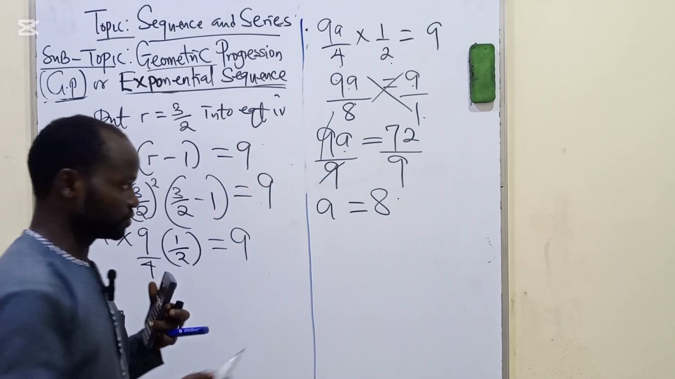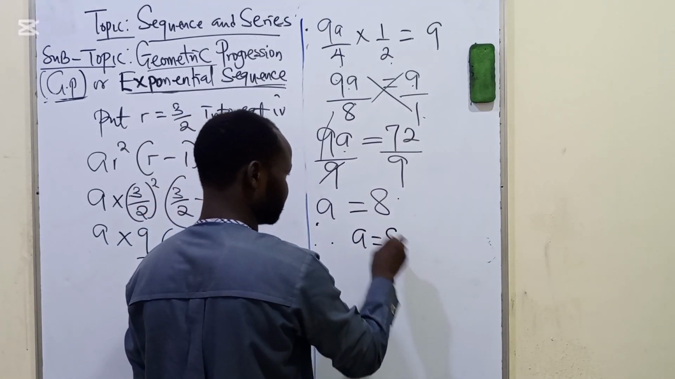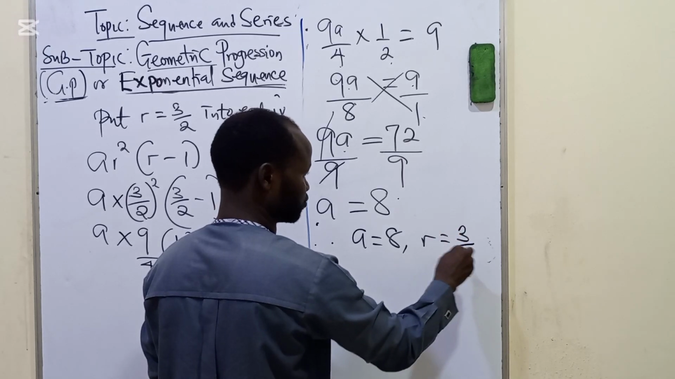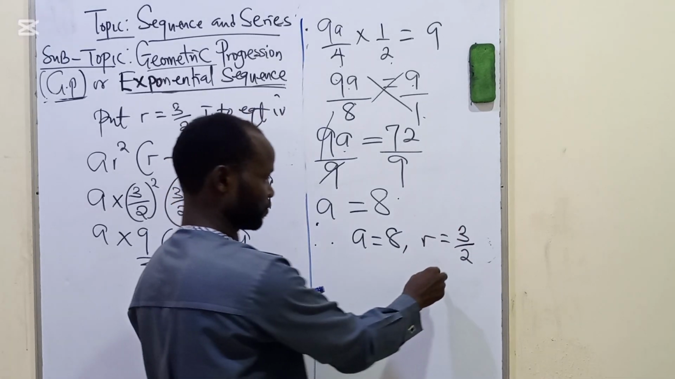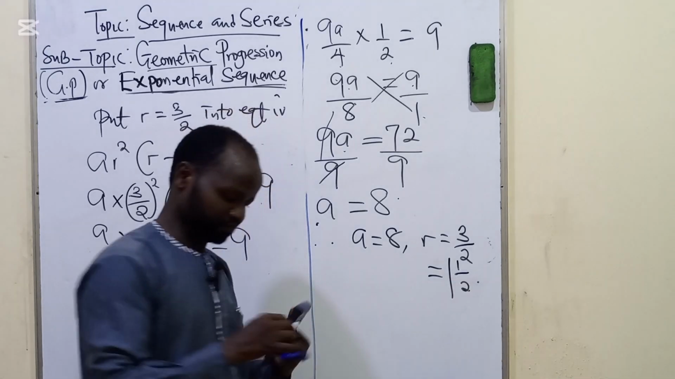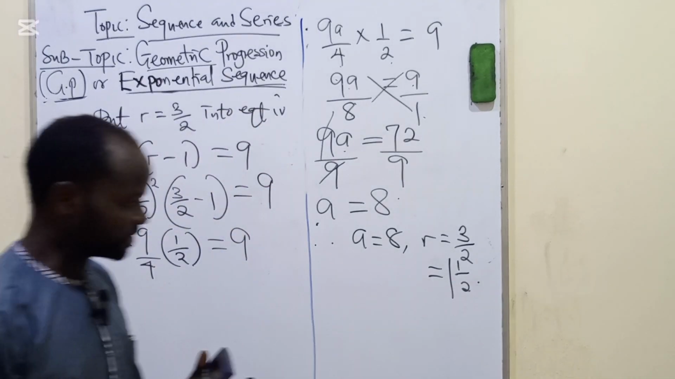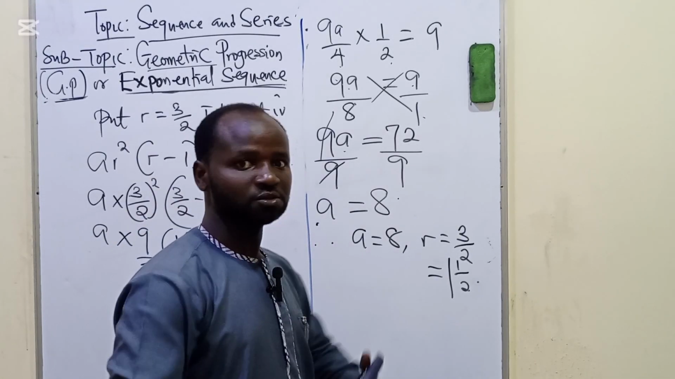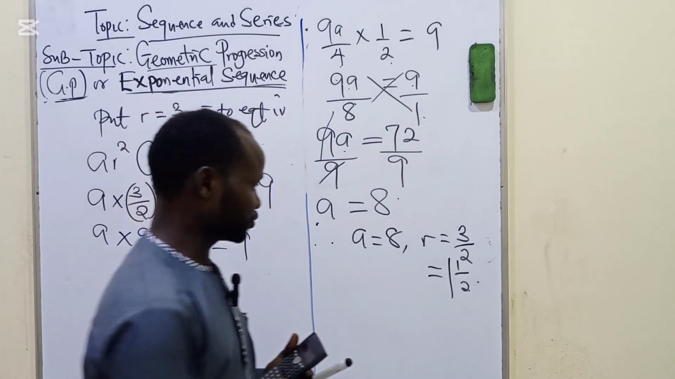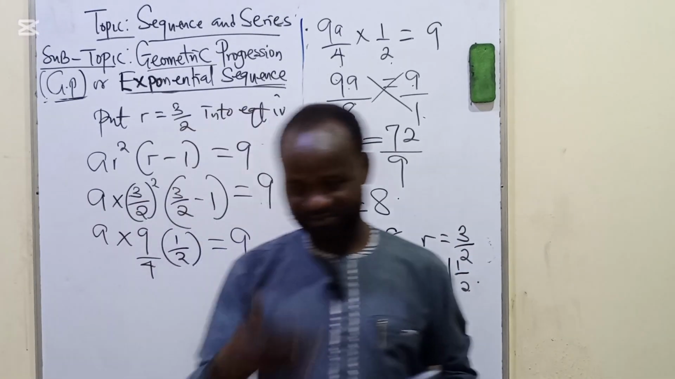We can conclude that, therefore, the first term is 8, comma, the common ratio R is 3 divided by 2, but this is an improper fraction. So we can write this as one whole number, 1 divided by 2. So this is the solution to this question. We are asked to find the first term and the common ratio, respectively. The first term is 8, and the common ratio is nothing but 3 divided by 2. So this is the solution to this question.